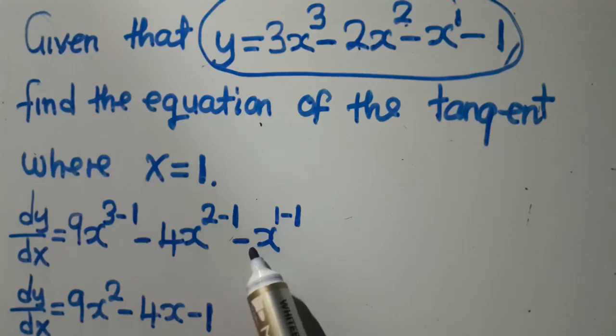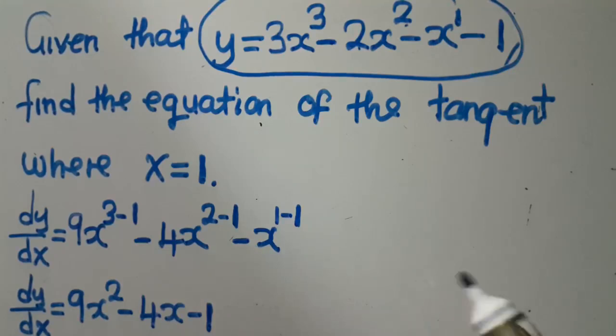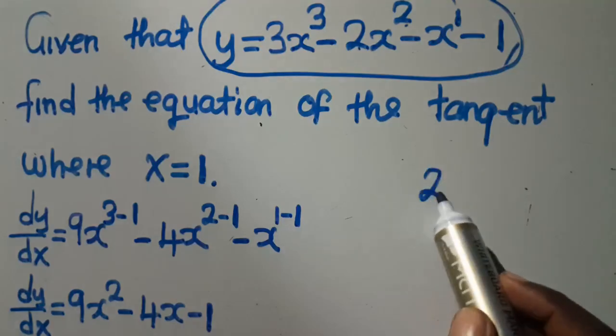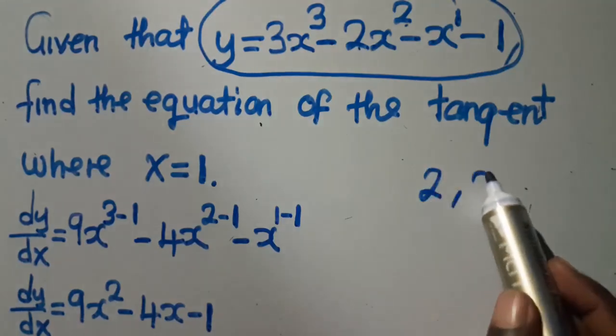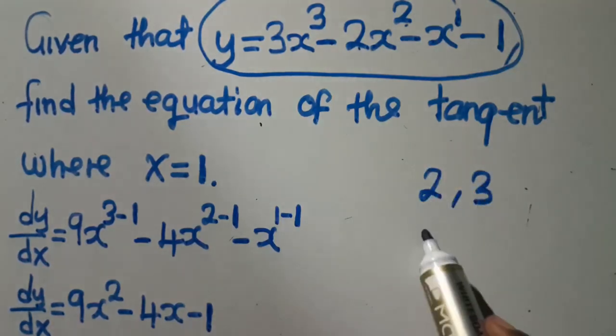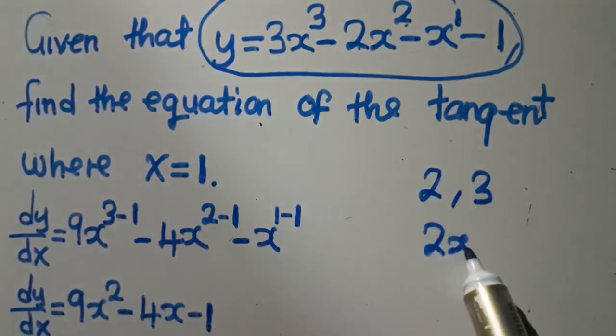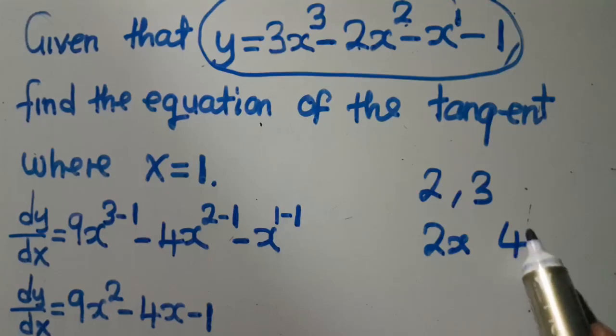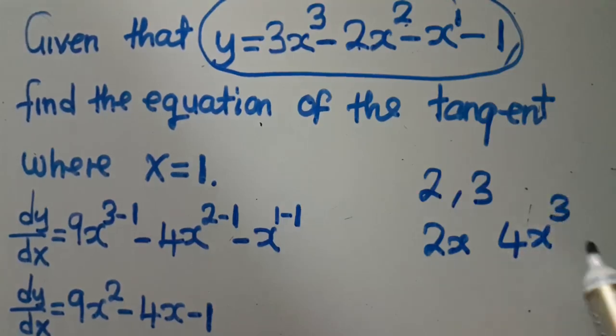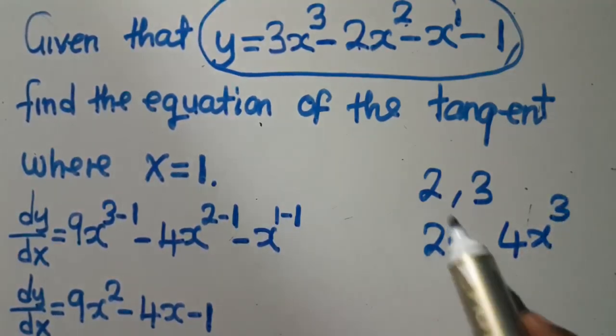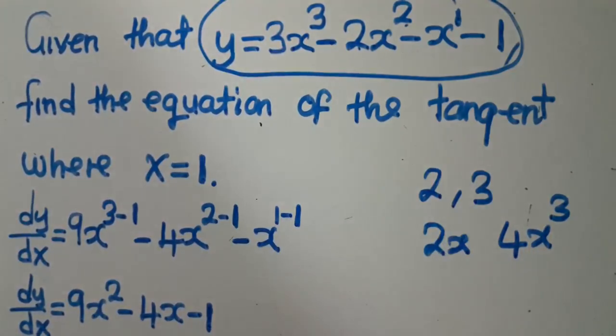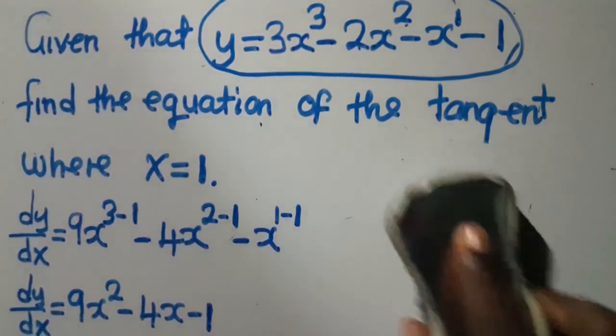Under differentiation, you don't differentiate a constant number. So you cannot differentiate a number like 2. You cannot differentiate a number like 3. You can only differentiate 2x. We can only differentiate 4x to the power 3, numbers like this. But a constant number cannot be differentiated.